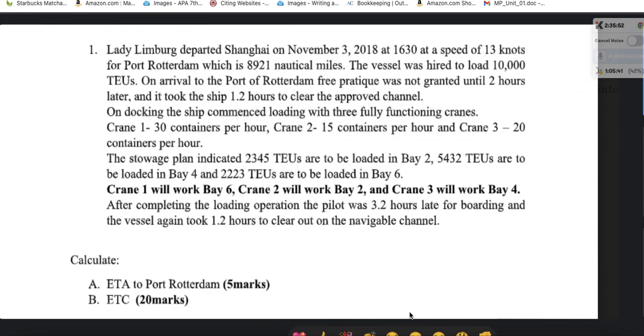Yes, 12.24 hours. And then you're going to times the 0.24 by 60 to get the amount of minutes. 14 minutes. Okay, 14 minutes. We will go back to where you had your calculation and you're going to add 6 days, 12 hours and 14 minutes.